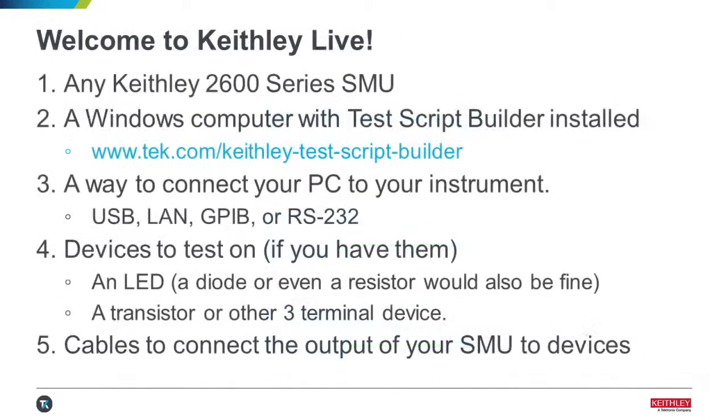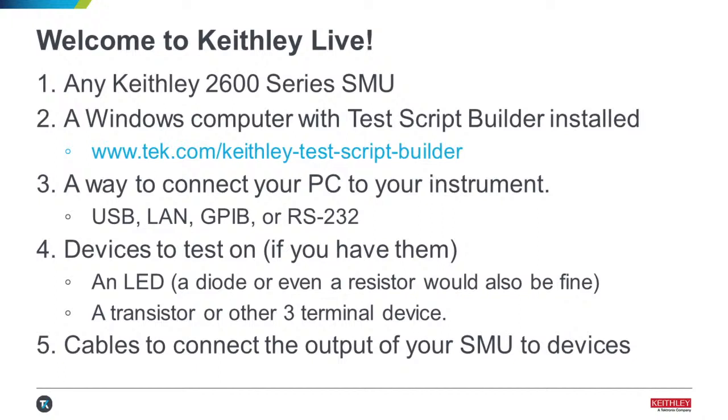So as I mentioned, if you want to follow along, there's a couple things you'll need. These are also listed in the description of this video as well. Any Keithley 2600 series SMU. I'm going to be using a 2636B, which is a 2-channel source measure unit with ultra-low current measurement capabilities.